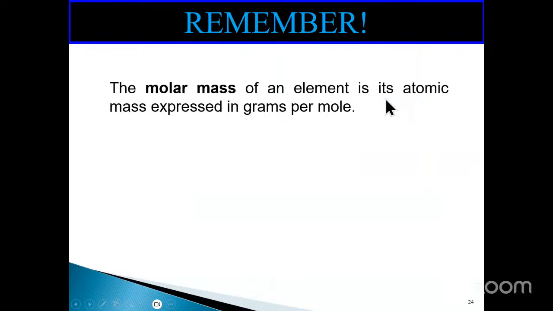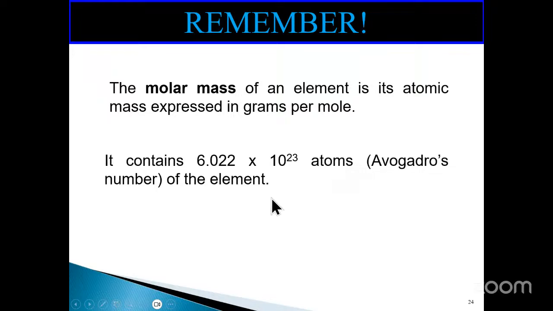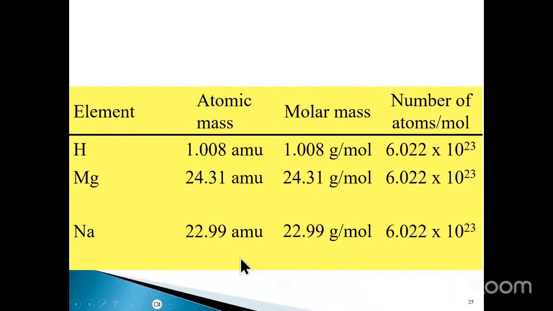So just to reiterate, the molar mass of an element is its atomic mass expressed in grams per mole, right? And it contains Avogadro's number of atoms of that element, right? And just to give you some examples here, hydrogen has an atomic mass of 1.008 AMU and a molar mass of 1.008 grams per mole, but per mole, the number of atoms would be 6.02 times 10 to the 23. And we have corresponding numbers for the other elements, magnesium and sodium, but what they all have in common is the number of atoms per mole, all right? Even though the molar masses will be different.